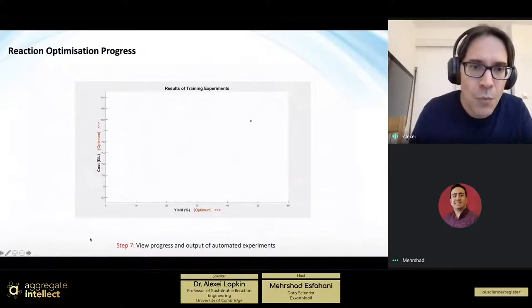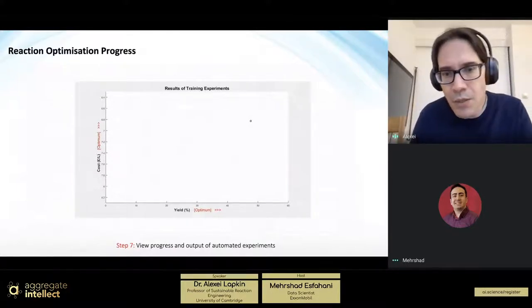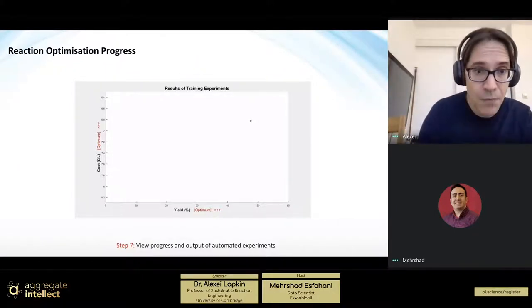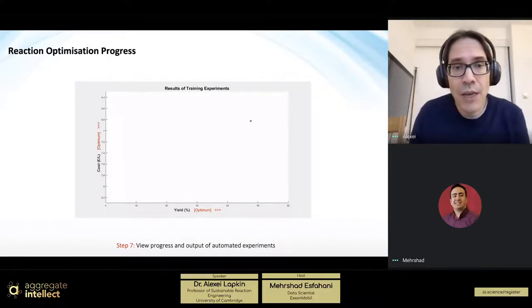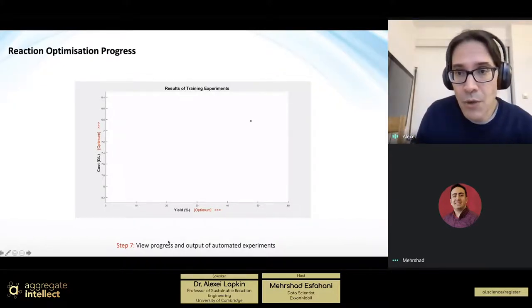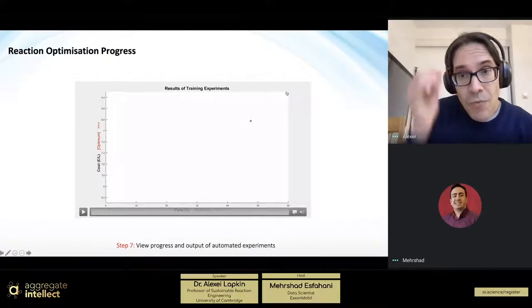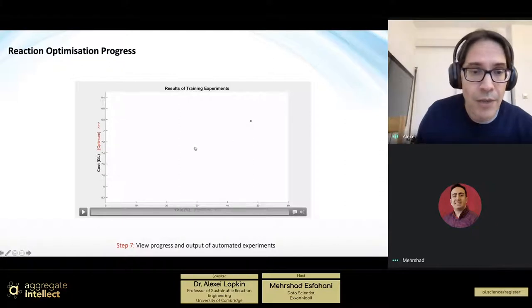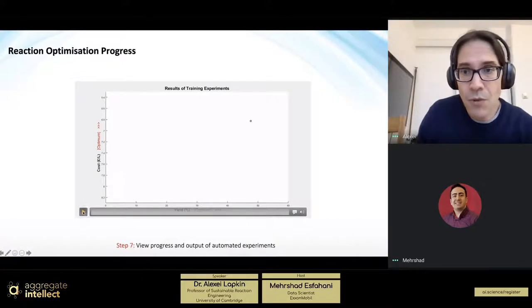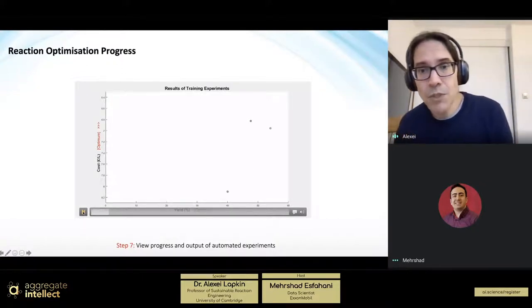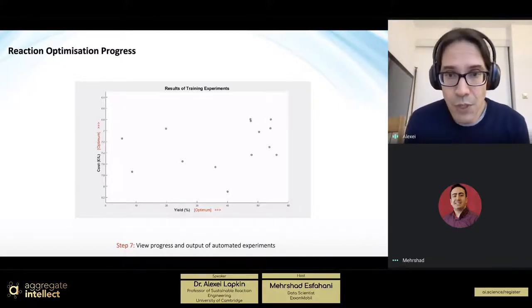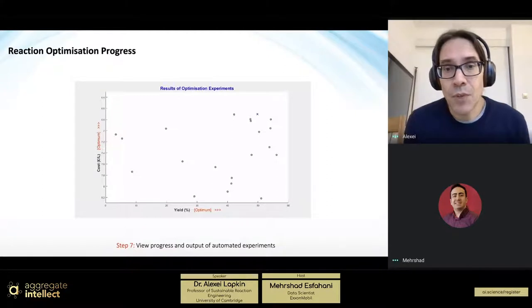Here, we're optimizing for cost and yield. So we want the highest yield, which is on the right, and we want the lowest cost, which is on the top. So the cost is in reverse on the axis. So the optima will be in the top right corner. And our training set is the circles, and the optimization set will be the crosses. So initially we run the training experiments. This is a Latin hypercube design, and they obviously explore the space. So they are all over the space.